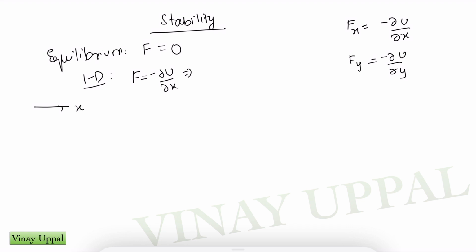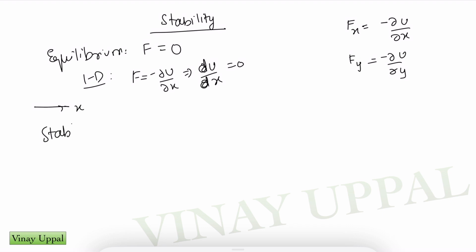So the equilibrium position means that del u by del x is 0, or rather let me just write it as du by dx. There's no need to write partial derivative, there is only one coordinate x. So the equilibrium position represents a minima, maxima or an extremum point of the potential energy graph.